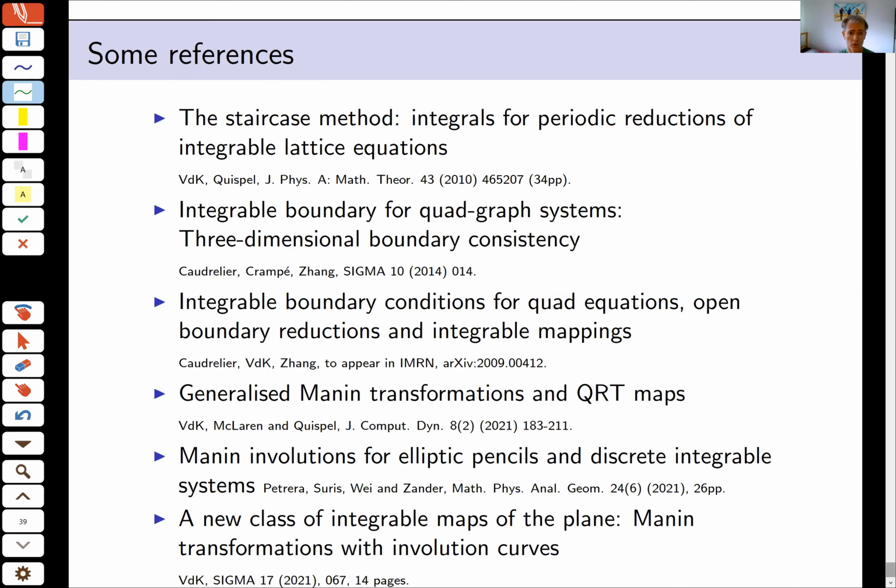I will show you some references. The first one is good for periodic reductions. It's not the first one, definitely, but there are references in there. The first paper about boundary consistency is by Caudrelier, Crampé, and Zhang. Then we have a new paper about these integrable boundary open reductions and the maps that I talked about. You can read more about Manin transformation in the other references here. I will stop here and maybe there is time for a few questions.